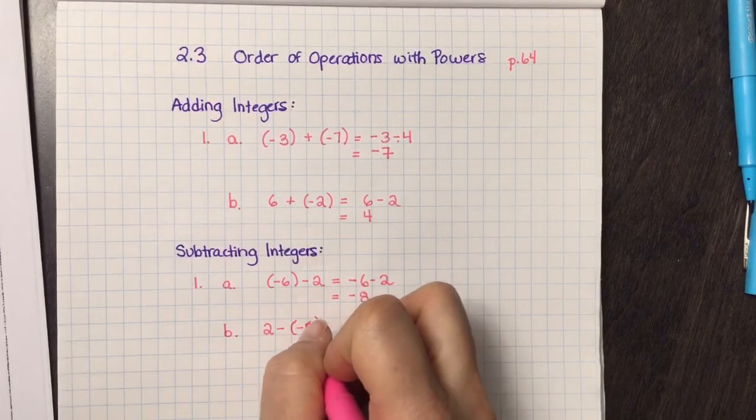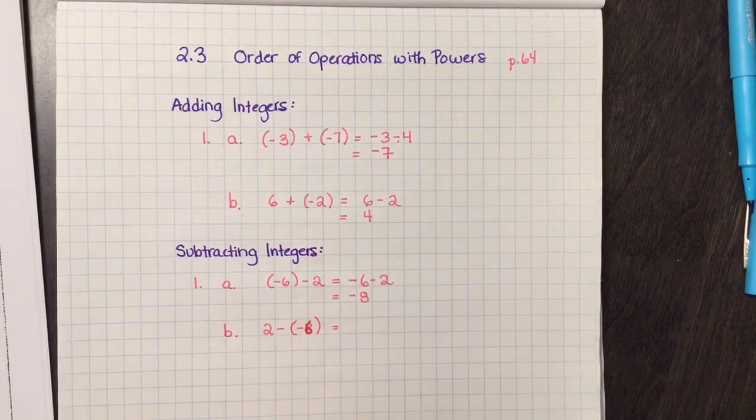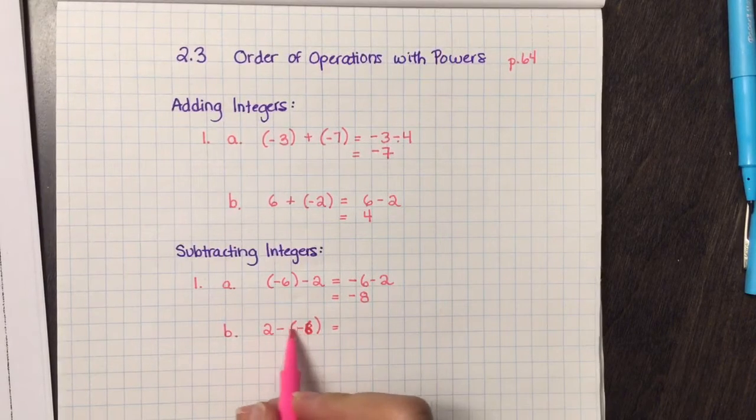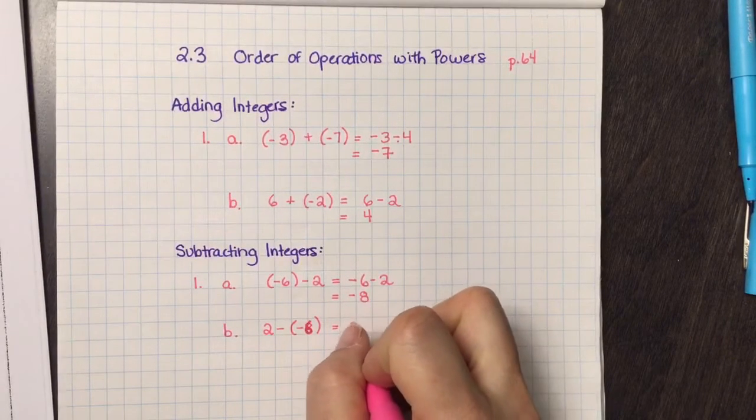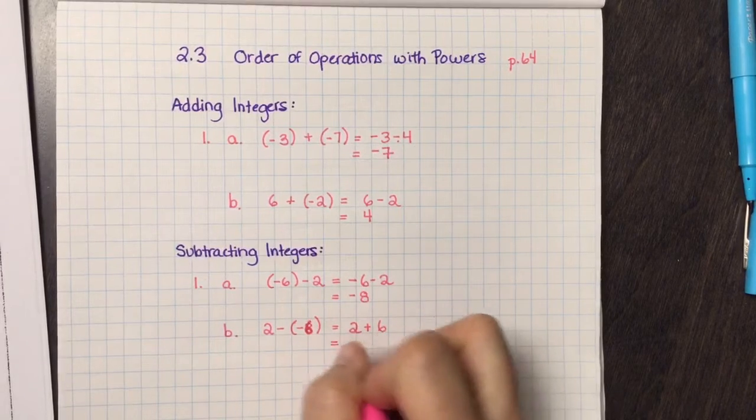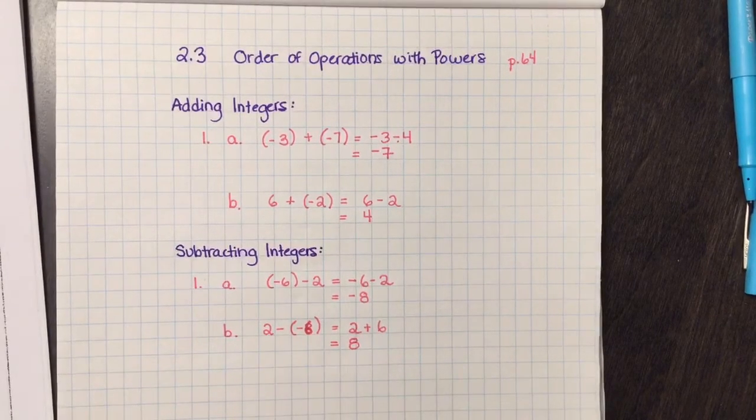Oh, sorry, that's a -6. That's the same thing, getting rid of the brackets. A negative times a negative is positive. 2 plus 6, which gives us +8.